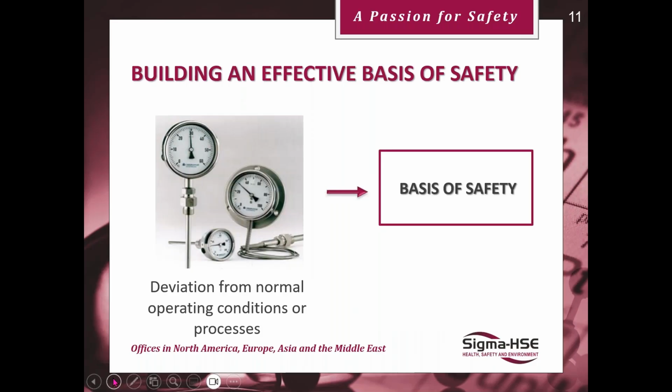Do we deviate from normal operating conditions or processes? Oh, it's Friday, we need to get this material out, so we'll just increase the temperature by a few degrees. Or we'll speed up the mixer a bit so we can get the product out quicker. These are deviations from normal. Or we're just going to add this other small amount of ingredient, but you haven't looked to see what happens if that small amount of ingredient is added to your process. This has to go into the basis of safety.